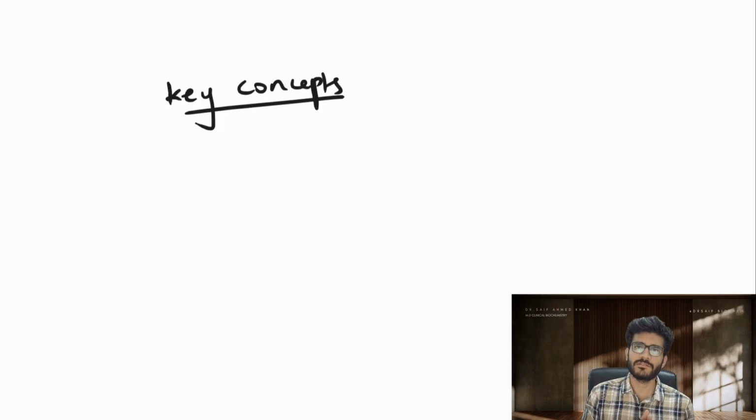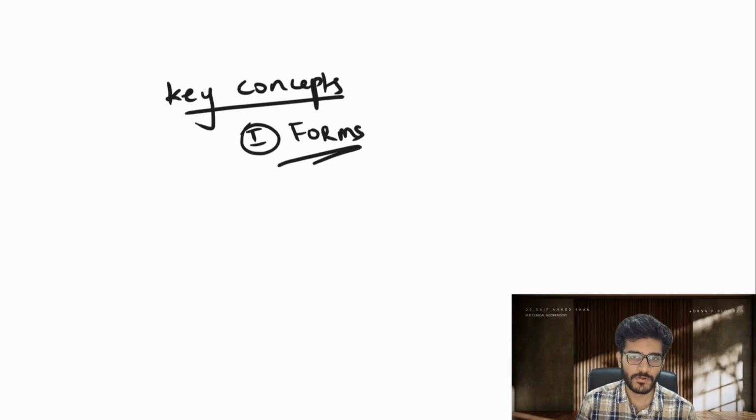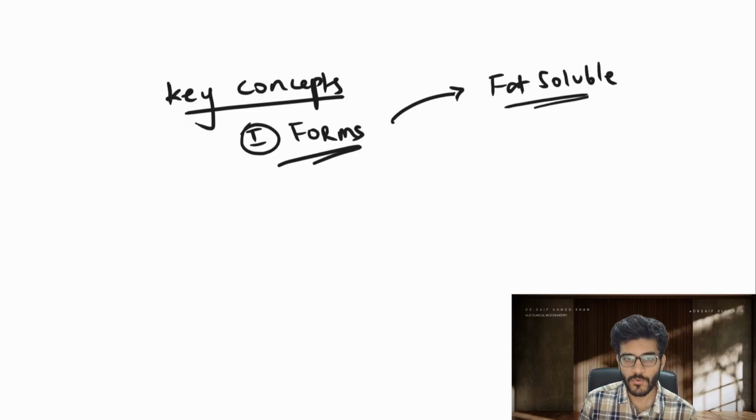It's a high yield topic for many exams, and more importantly for future patients in India. I would like to start with the key concepts. So the key concepts are the forms and why they matter. There are different forms of vitamin K. So the first thing we talk about is the forms. Vitamin K is not just a single entity. It's a group of fat-soluble naphthoquinone derivatives.